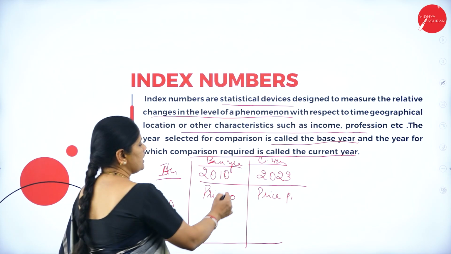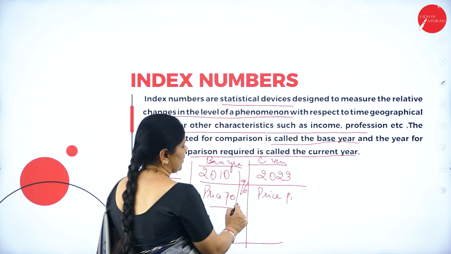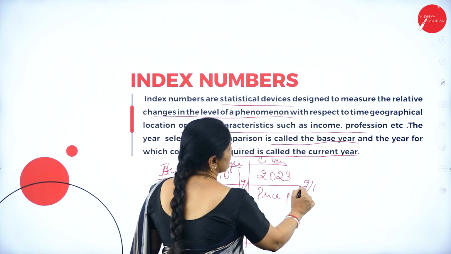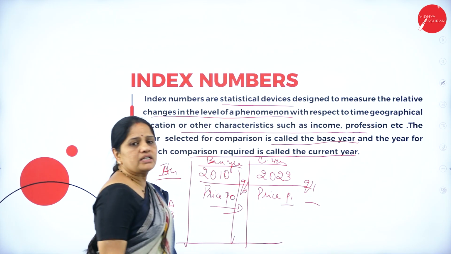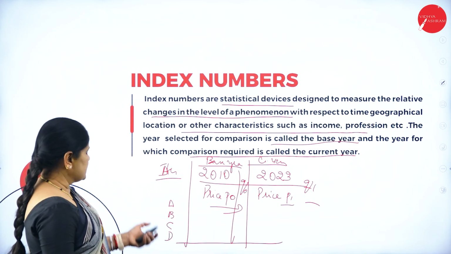Then, we will also have this concept of quantity. At this price, what is the quantity we received, and here also at this price, what is the quantity we will be getting. All this comprises the index numbers.